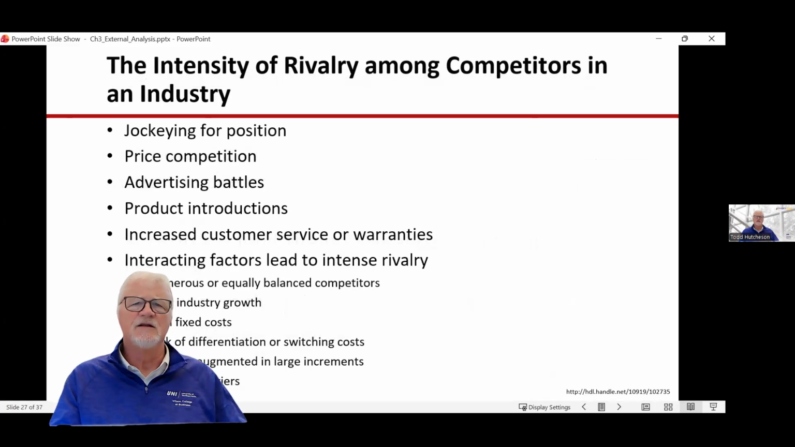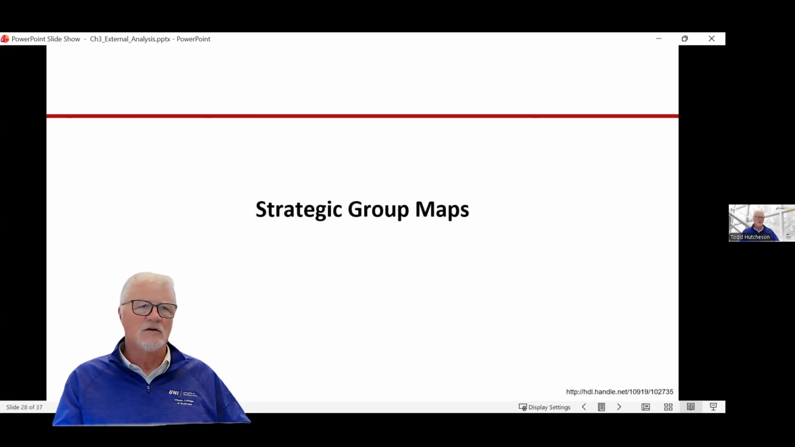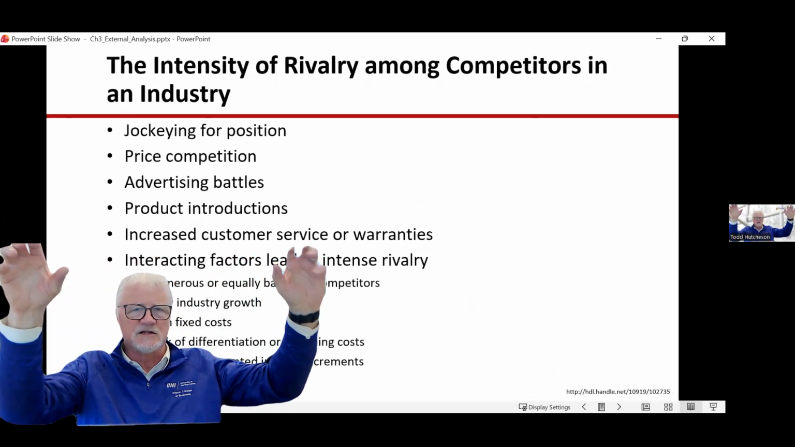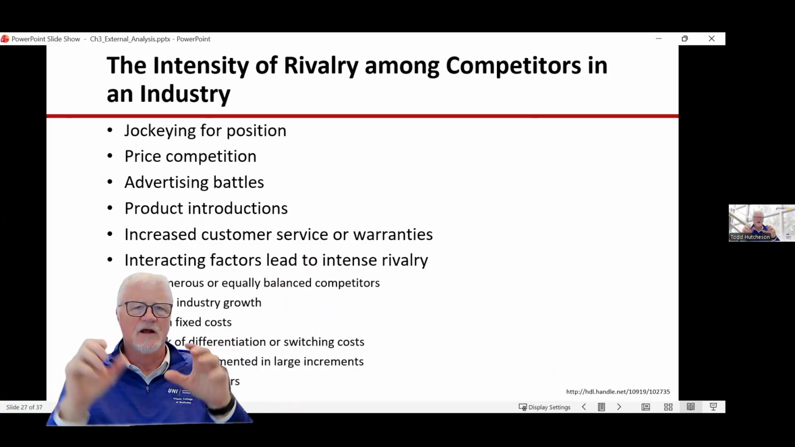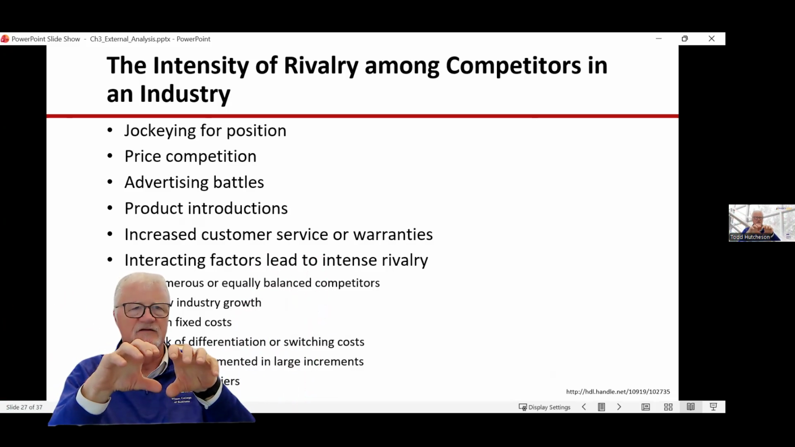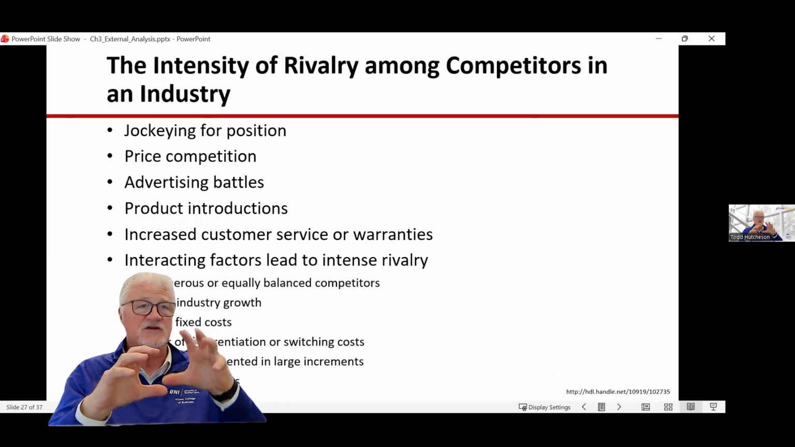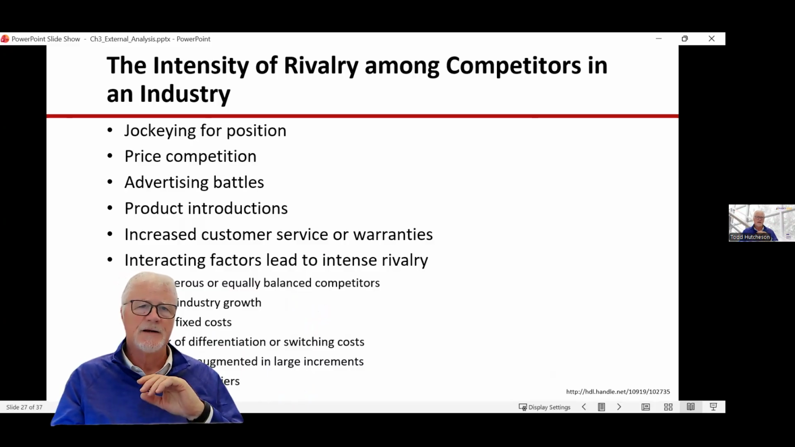And then inside the rivalry, you can imagine this jockeying for position, price competition, advertising, new product introductions, increased customer service or warranty commitments, all sorts of different things. So that's the rivalry inside. Thinking about what we just talked about, we have a general environment that everybody has to live with in the external environment, and we have this competitive environment, this market environment, this tactical environment that companies need to work with. So externally, we have to think about these things.